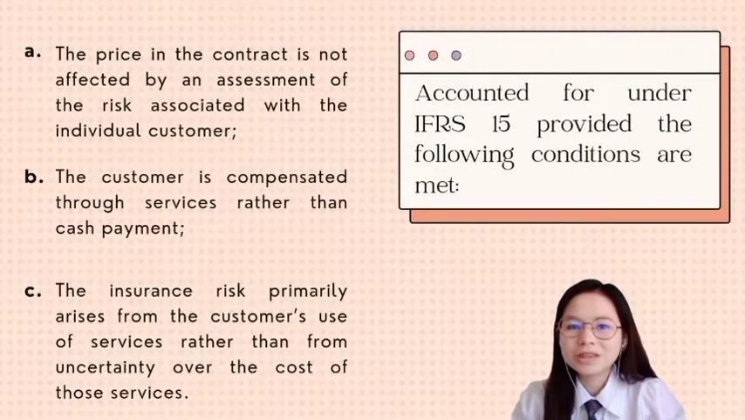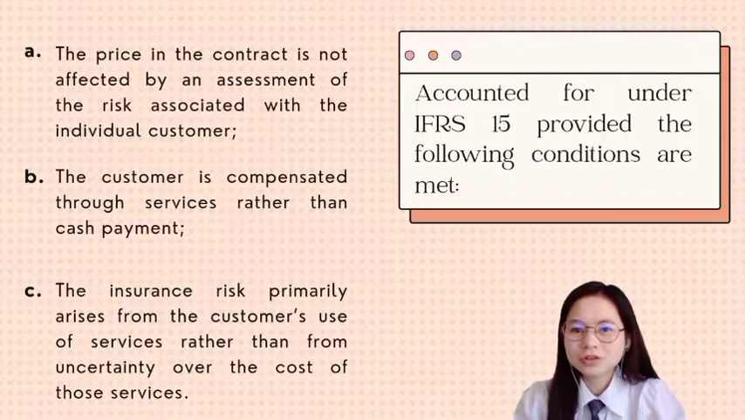Some contracts meet the definition of an insurance contract, pero ang primary purpose is the provision of the services for a fixed fee. Such issued contracts are still in the scope of the IFRS 17, unless an entity chooses to apply to them the IFRS 15 revenue from contracts with customers, and provided the following conditions are met. First, the entity does not reflect an assessment of the risk associated with an individual customer in setting the price of the contract with that customer.